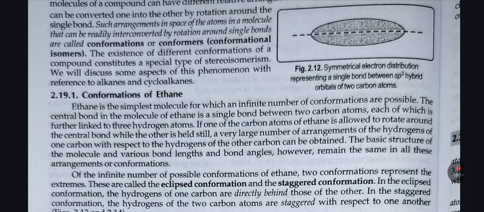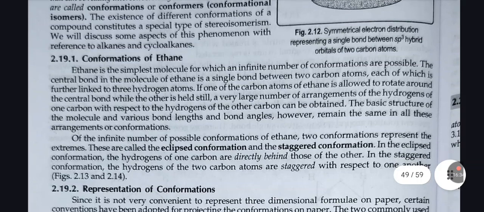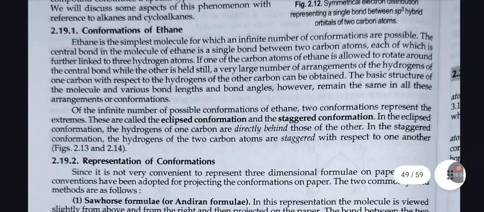The existence of different conformations of a compound constitutes a special type of stereoisomerism. We will discuss some aspects of this phenomenon with reference to alkanes and cycloalkanes. Conformation of ethane. Ethane is the simplest molecule for which an infinite number of conformations are possible.